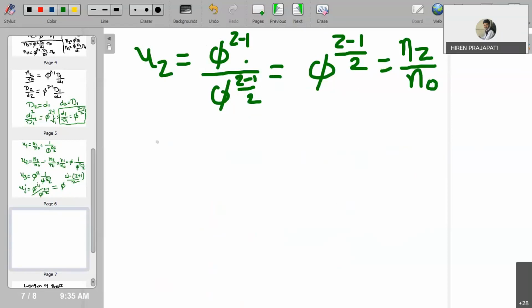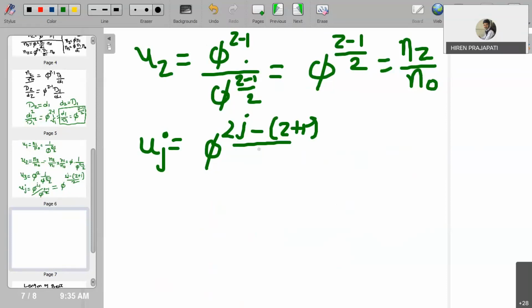So in general, uj is our general equation, which is phi raised to (2j minus z plus 1) by 2, right? Now let us try to draw the speed diagram using this.